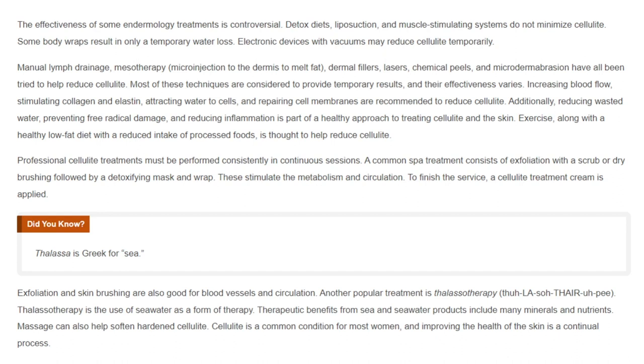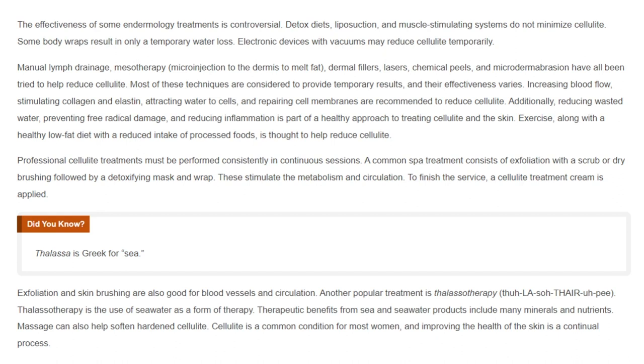A common spa treatment consists of exfoliation with a scrub or dry brushing followed by a detoxifying mask and wrap. These stimulate the metabolism and circulation. To finish the service, a cellulite treatment cream is applied. Did you know? Thalassa is Greek for sea. Exfoliation and skin brushing are also good for blood vessels and circulation.